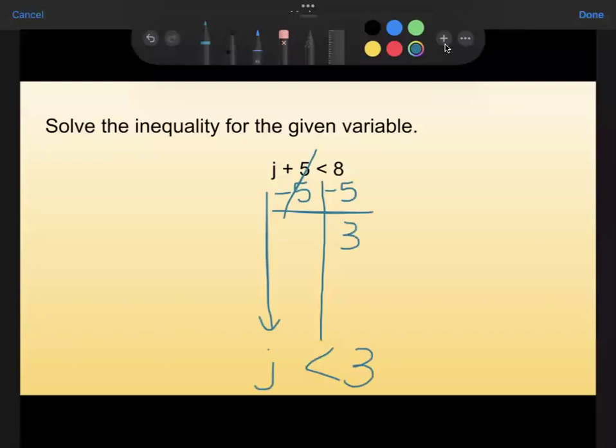So this is the solution, that j is less than 3, which means we don't know exactly what j is, but we know it is a number less than 3. So that could be 1, that could be 2, that could be anything in the negatives. j is less than 3.